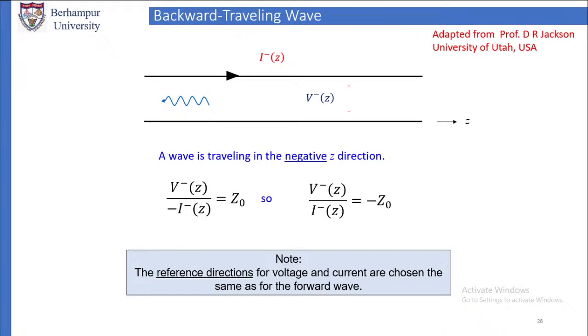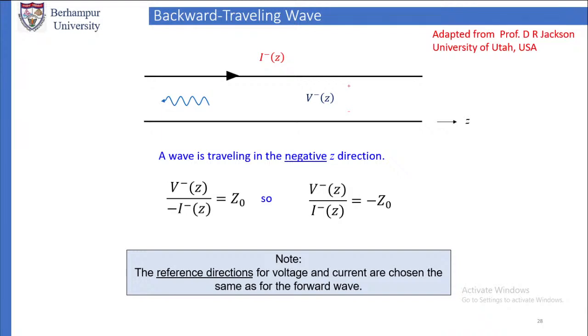Okay. Now let us consider the backward traveling wave. Forward traveling wave we have seen. Now let us consider the backward traveling wave. So the wave is propagating in the negative direction. So we will consider I minus and V minus. If we consider I minus and V minus, the wave is propagating in the negative z direction, then Z0 here will be V minus z by minus of I minus z. Remember this, Z0 is equal to V minus by I minus.